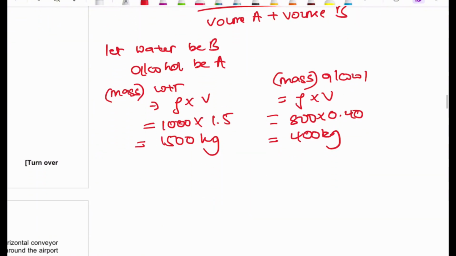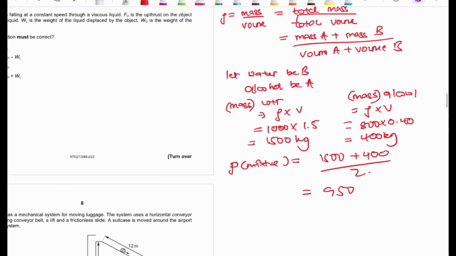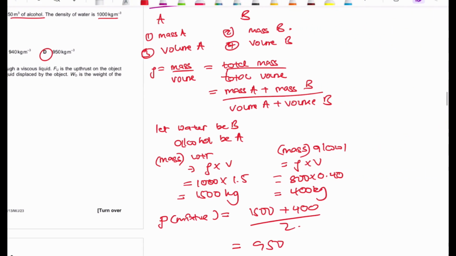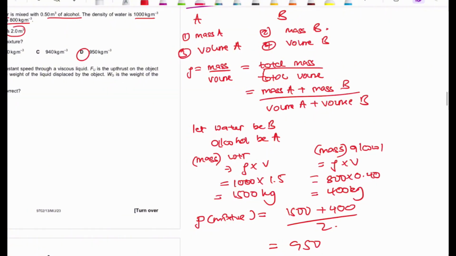So you're basically done. Remember, the density of the mixture will be the total mass, which is 1,500 plus 400, divided by the total volume, which is 2, and that gives you 950. So basically the answer is going to be D. I highly recommend that whenever you see a question about density of mixtures, find the total mass and the total volume, divide the two, and you have the density of your mixture.